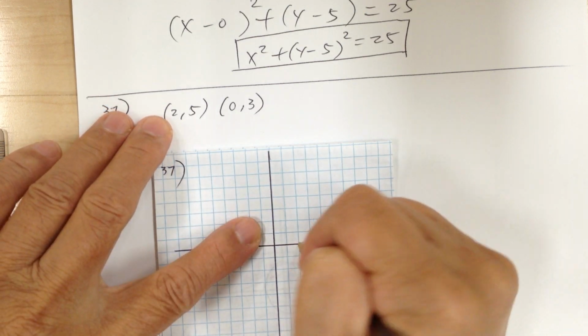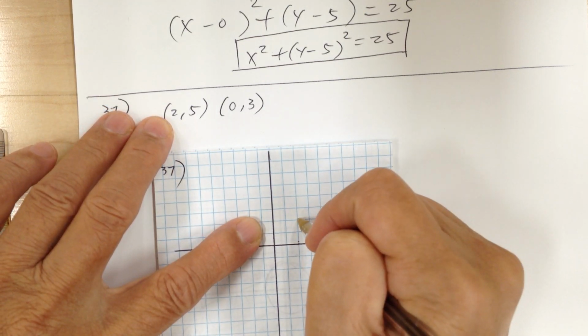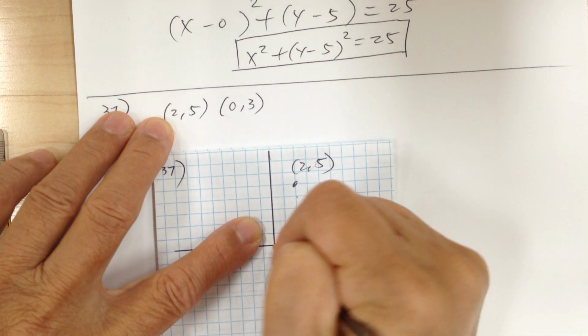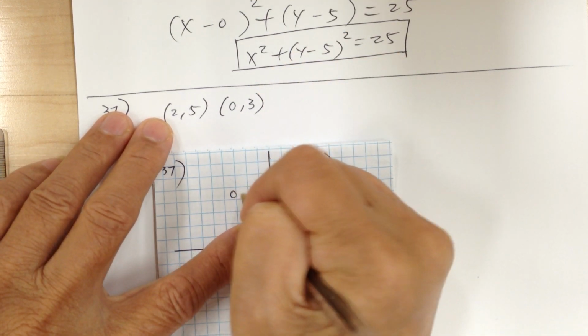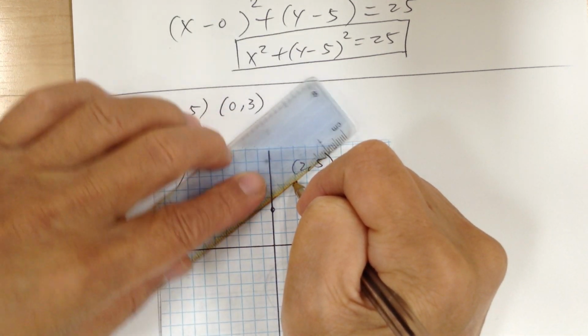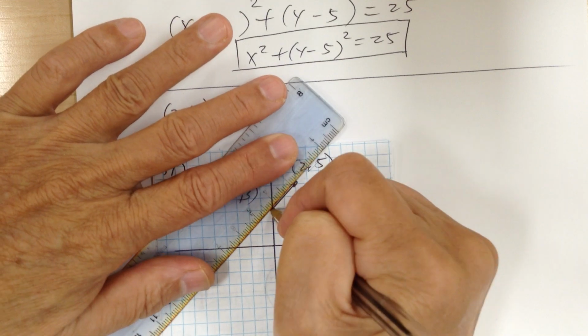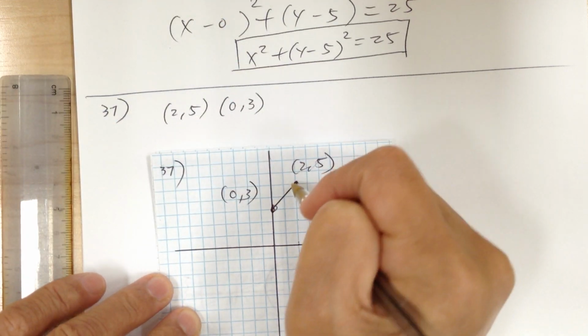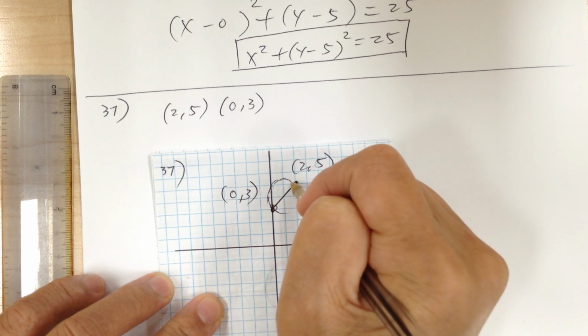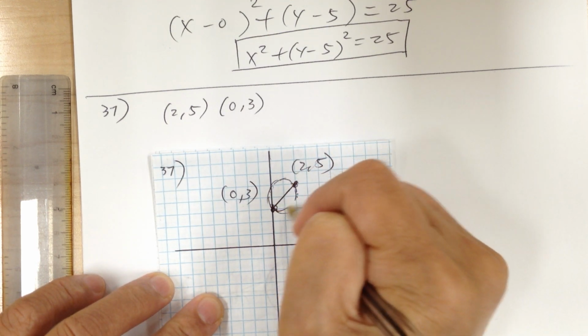So you've got 2, 5, so 2 and then 5. Okay, so here's your 2, 5, and you've got 0, 3. So this is the diameter of the circle. That means your circle is going like this. Okay, that's going to be your circle.